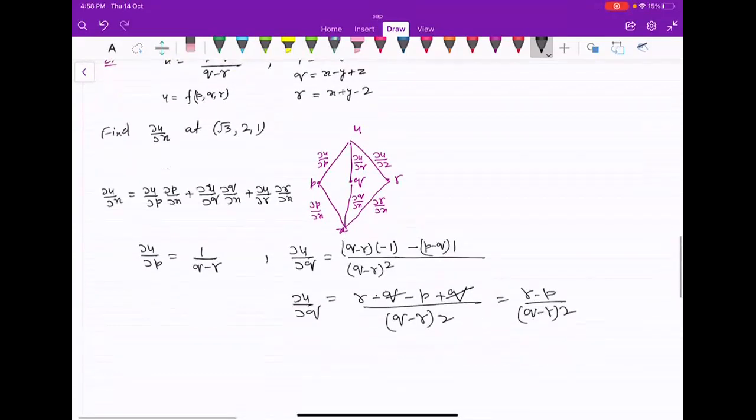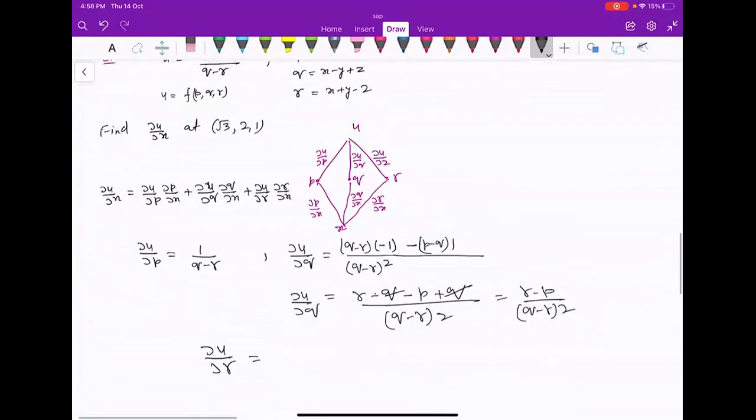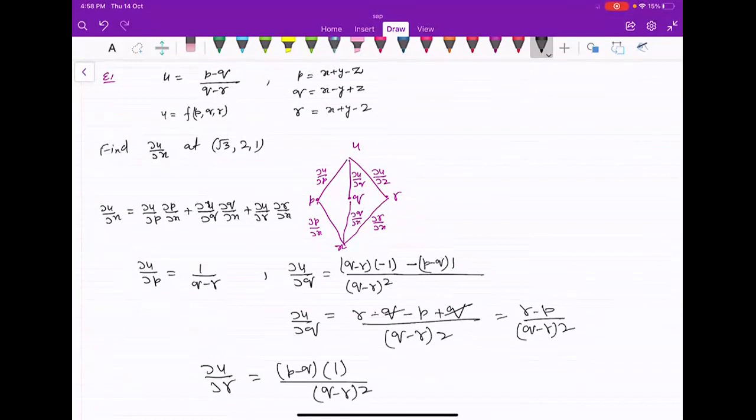So just check what the value is coming out to be: r minus q minus p. I think it is getting cancelled, upon q minus r whole square. Cancel, that is r minus p upon q minus r whole square. Now compute del u over del r. Here p minus q in the numerator is not a function of r, so p minus q will be treated as a constant, and q minus r whole square. Minus and minus, it is coming out to be plus.